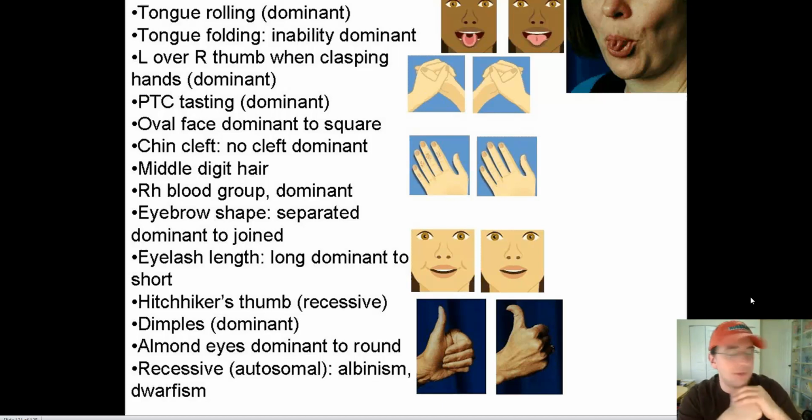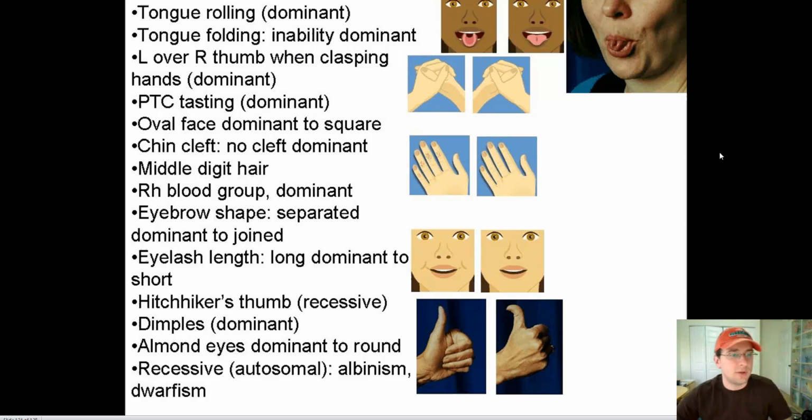Having long eyelashes is dominant over short. Hitchhiker's thumb is the recessive; the dominant is having the straight thumb, but most people have the hitchhiker thumb. Dimples, again, are dominant. Almond eyes are dominant over round eyes. And finally, albinism is recessive, but dwarfism is going to be dominant.